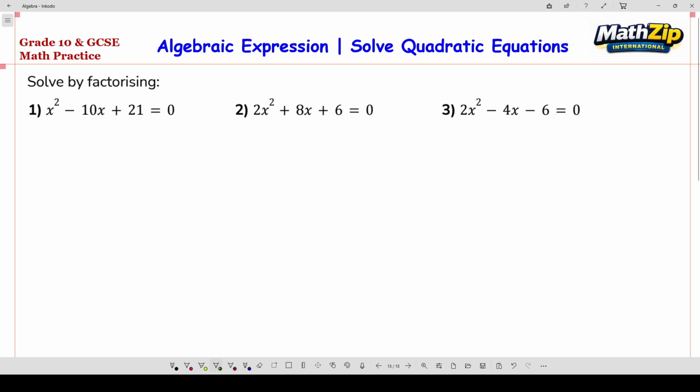Solving quadratic equation by factorizing. Question 1. x square minus 10x plus 21 equals 0.